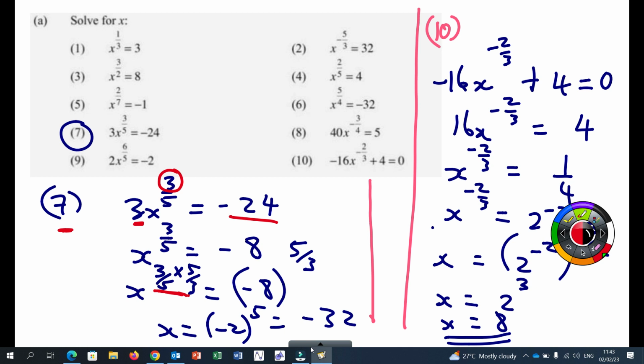But make sure you put this minus 8 inside brackets. So you get minus 8 in brackets raised to the power of 5 over 3. Fortunately, we can find the cube root of minus 8, it's a negative 2. Negative 2 to the power of 5 will give you negative 32.